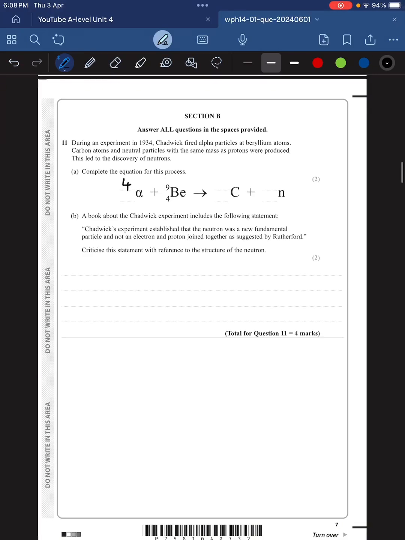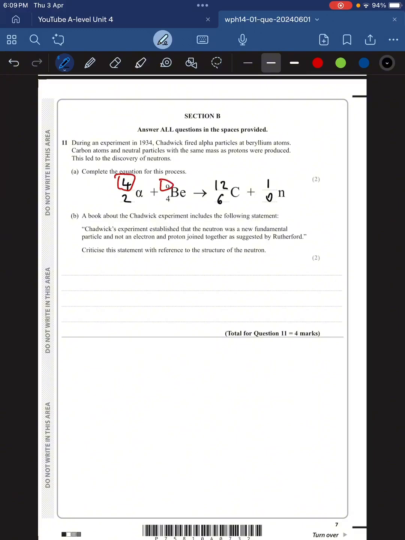The alpha particle has a mass number of 4 and an atomic number of 2 because it's the helium-4 nucleus, so it has 2 protons, 2 neutrons. Okay, carbon. They tell us that a neutron is produced that has no charge. So it has a mass number of 1 and charge is 0, so the atomic number is 0. So we have to match these numbers. 4 plus 9 is 13. So we need a 12 here and a 6 here. But of course, you might remember that carbon is 6. So let's do part B.